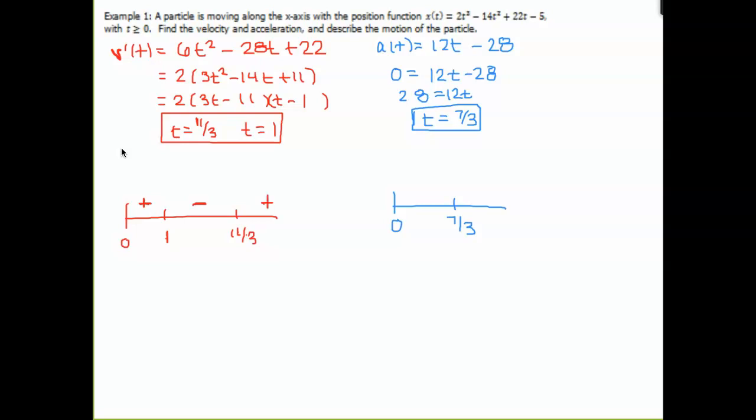So when it says describe the motion of the particle, it is moving right from 0 to 1, and from 11/3 to infinity, it's moving left from 1 to 11/3.